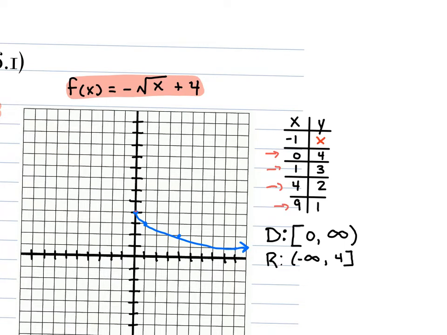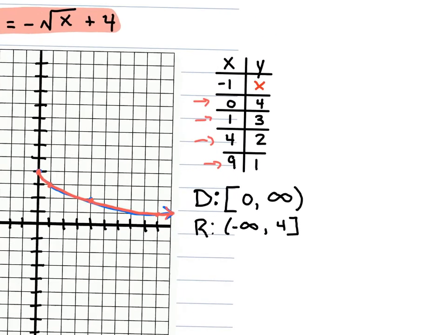And then I plot those points. Here is (0, 4), (1, 3), (4, 2), (9, 1). And I get an idea of what my graph looks like right here. Now, that's the first part. It is graphed. The second part asks about the domain and range.